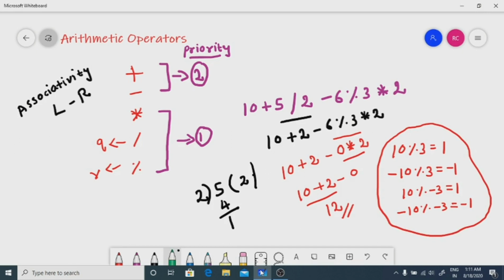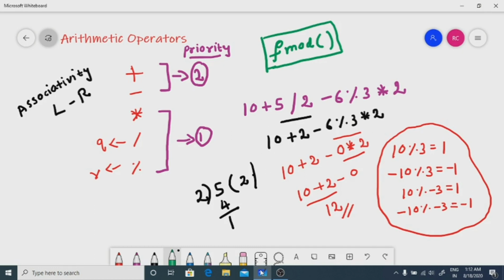numerator. Now we studied in C programming language, we cannot apply modulus operator on floating point numbers, but there is a mathematical function called fmod which gives remainder of two floating point numbers. So there is a mathematical function called fmod. If you give two floating point numbers to this function, it gives remainder of two floating point numbers.